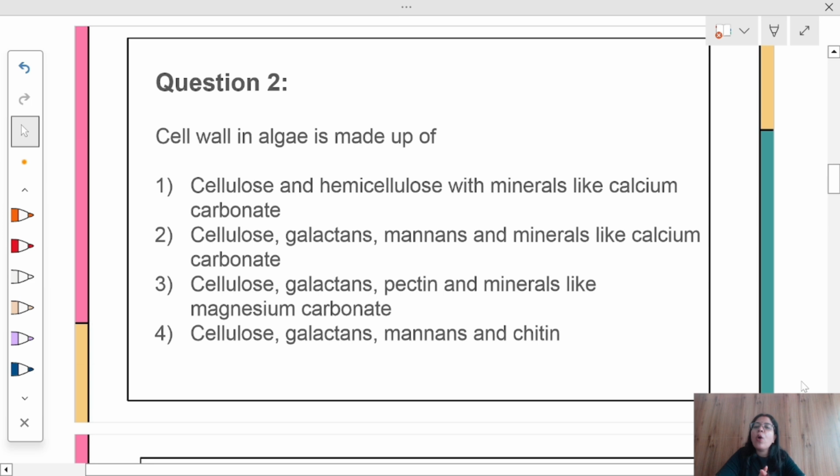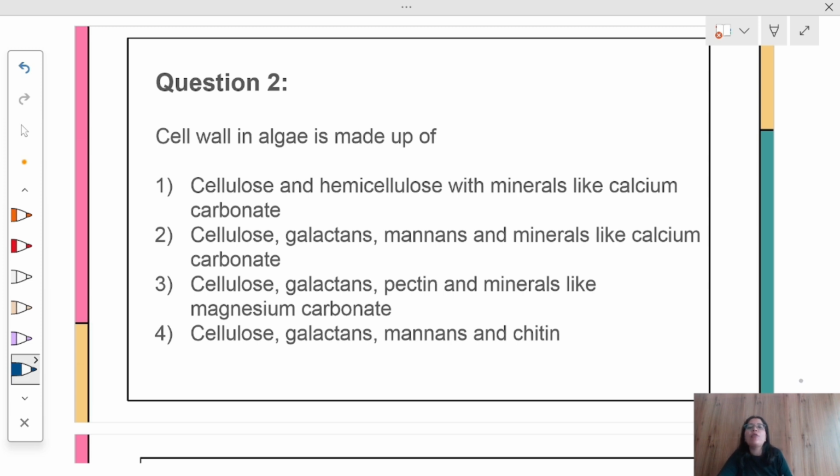Question 2. Cell wall in algae is made up of. This is the direct statement given in the chapter on eukaryotic cell where they have explained the cell wall, and in that they have explained the cell wall in algae is made up of what? Fungus, it is made up of what, right?